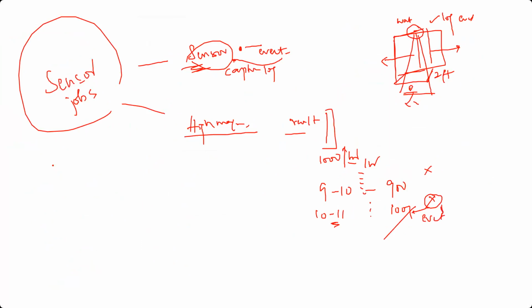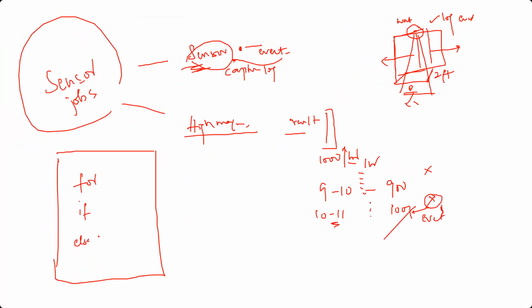How does a sensing job look? Sensing jobs are typically written in for loops or if and else conditions. So if you have a judgment condition, what is the judgment condition here?